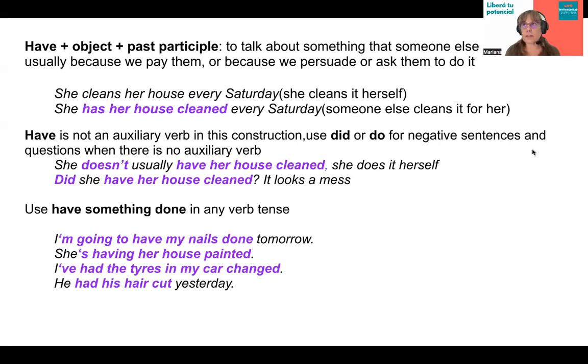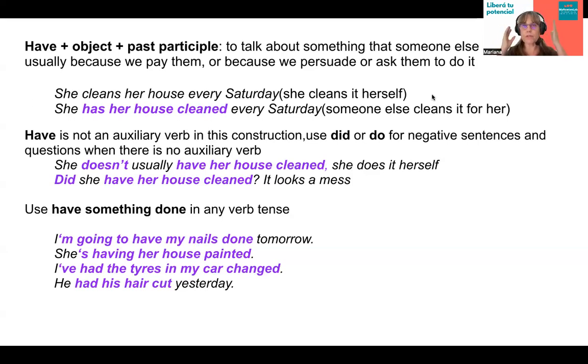You use this structure when you want to refer to the fact that you don't do the action on your own. You pay or you have some other person do it for you. That is with the verb have in this case. That's the connotation it has. Let's take the example we have here. She cleans her house every Saturday. This action means she cleans it herself.